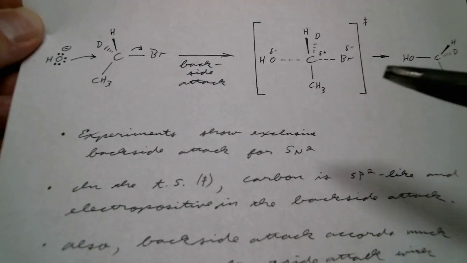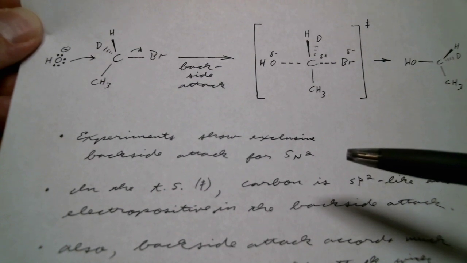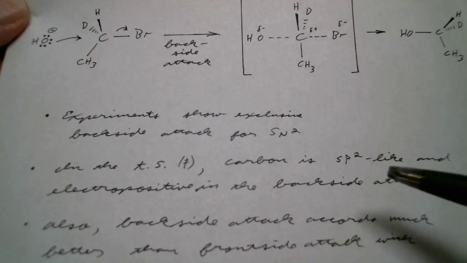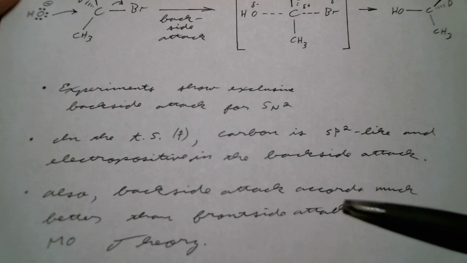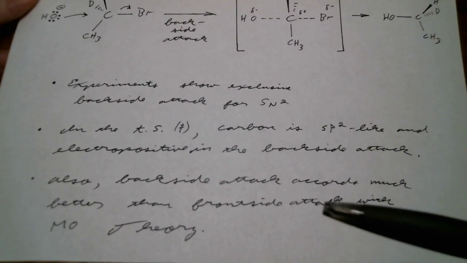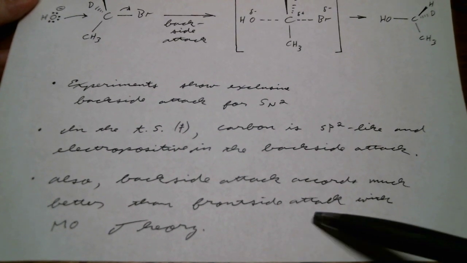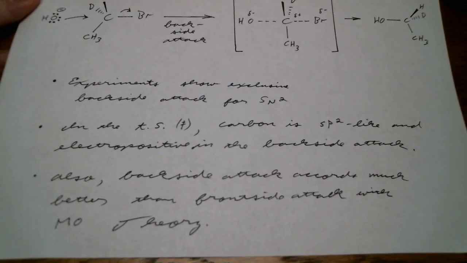So experiments show that you get exclusive backside attack for SN2 mechanism-controlled reactions. In the transition state, the carbon is sp2-like and electropositive in the backside attack. Also, this backside attack paradigm accords much better than front-side attack with molecular orbital theory. So we'll delve into that shortly. It's just a lower energy pathway.